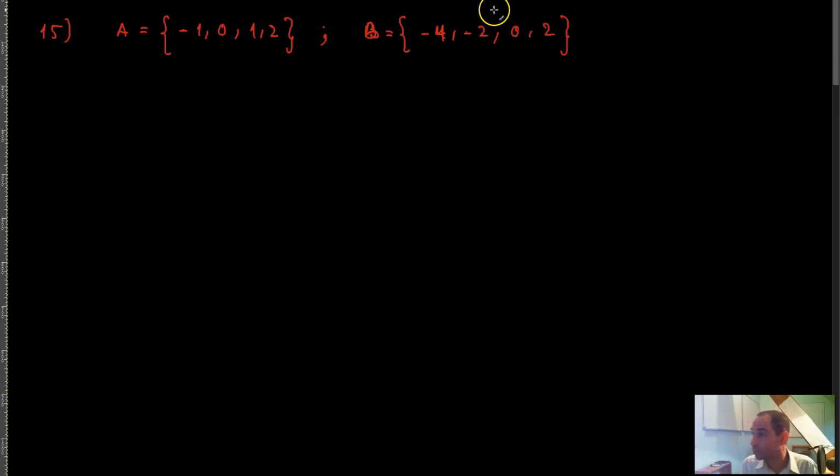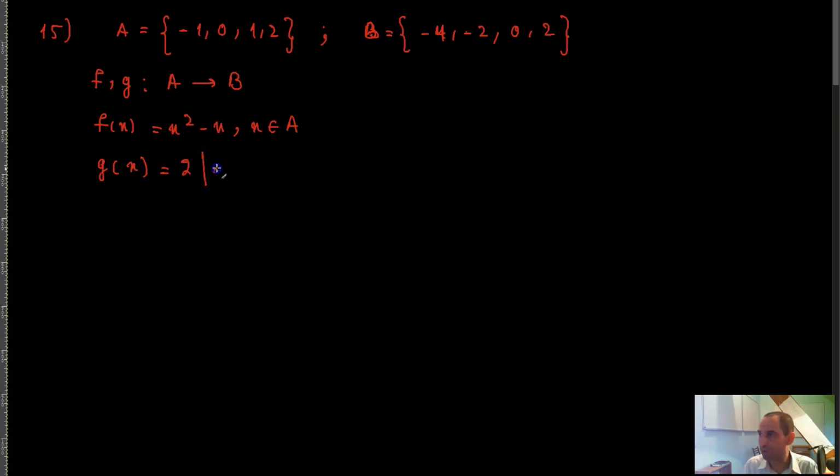And f and g are functions from A to B, defined by basically f of x is equal to x squared minus x for all x belonging to A, and g of x is equal to 2 times the absolute value of x minus 1 half, minus 1 for all x belonging to A. And now you want to know whether basically f and g are equal.